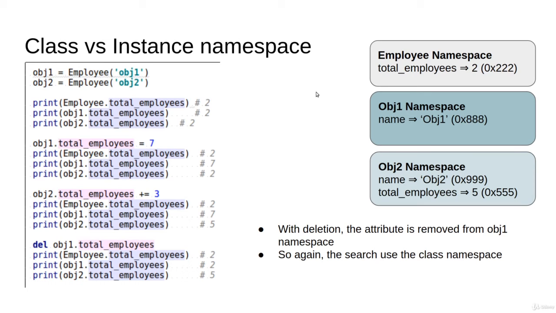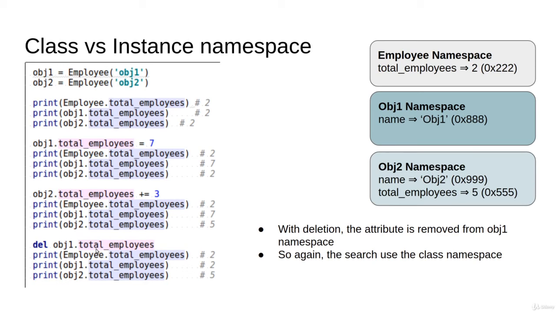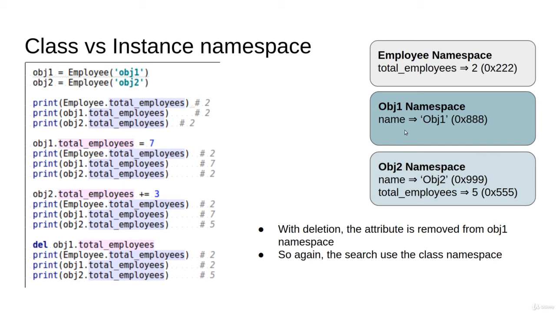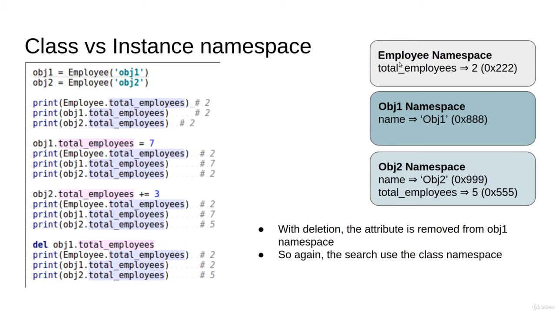Let's go one more step. Let's go and delete object1.total_employees. Again, observe Python is very flexible to add or remove attributes. When you delete object1.total_employees, it goes to the object1 namespace and removes the total employees from here. Now, if you try to print the class, it definitely will print it. If you try to print object1.total_employees, it goes and searches here. Does it have total employees? No. Then it goes to that guy and prints it, and so on.